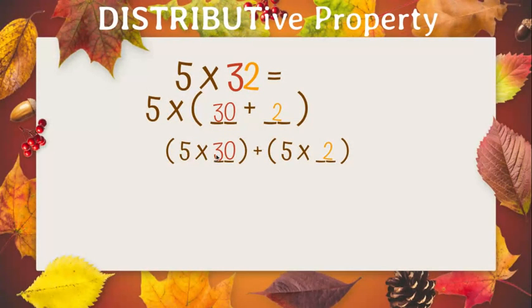So I know that 5 times 3 is 15. Move it over this one place, which gives me the 0. So it's going to be 15 and then a 0, which gives me 150. Then 5 times 2 is 10. So 150 plus 10 equals 160. Awesome job. You guys got this.